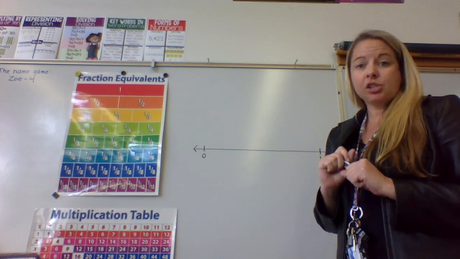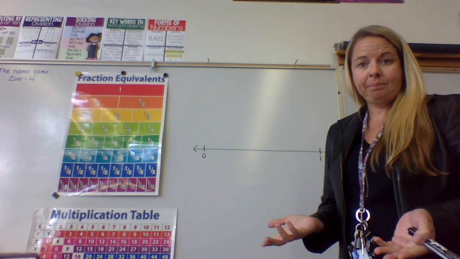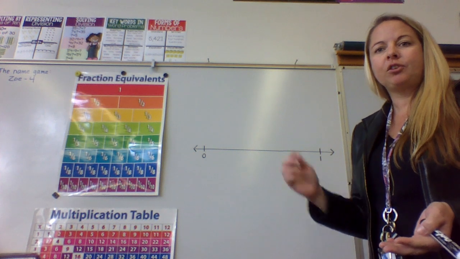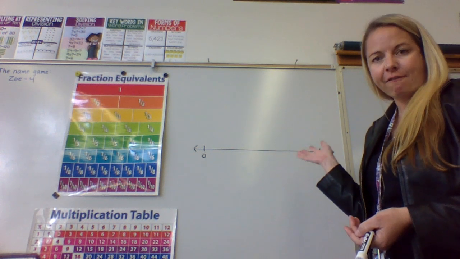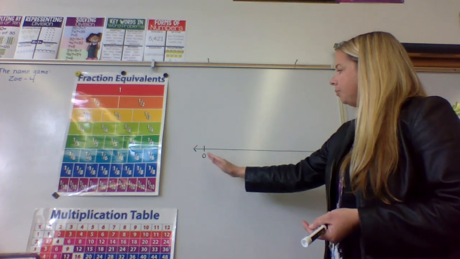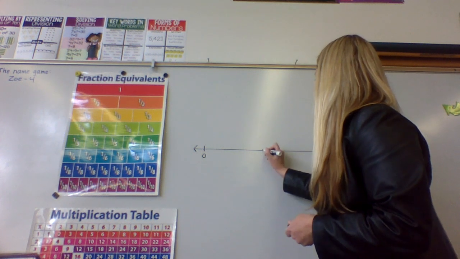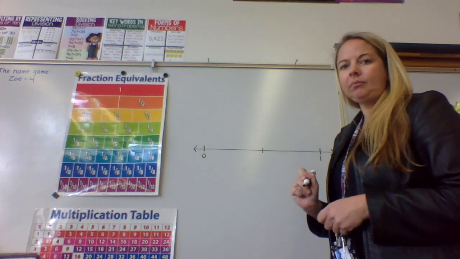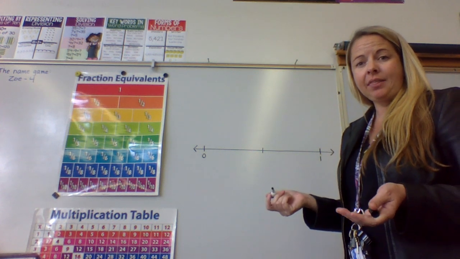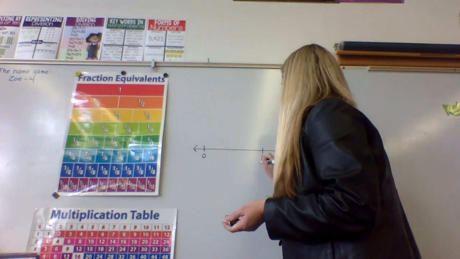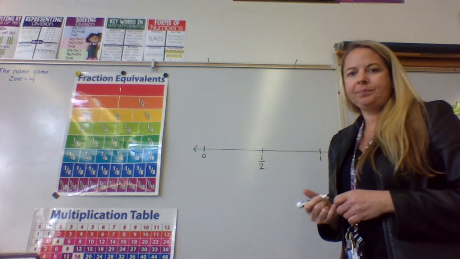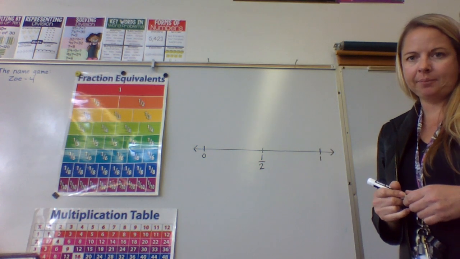So the easiest one to start with is 1/2. So think about if you're traveling a distance, you can think about halfway. So if you were to go halfway between 0 and 1, that would look probably about right here. And my fraction for that I would want to label would be 1/2. Okay, so that's 1/2 on a number line.